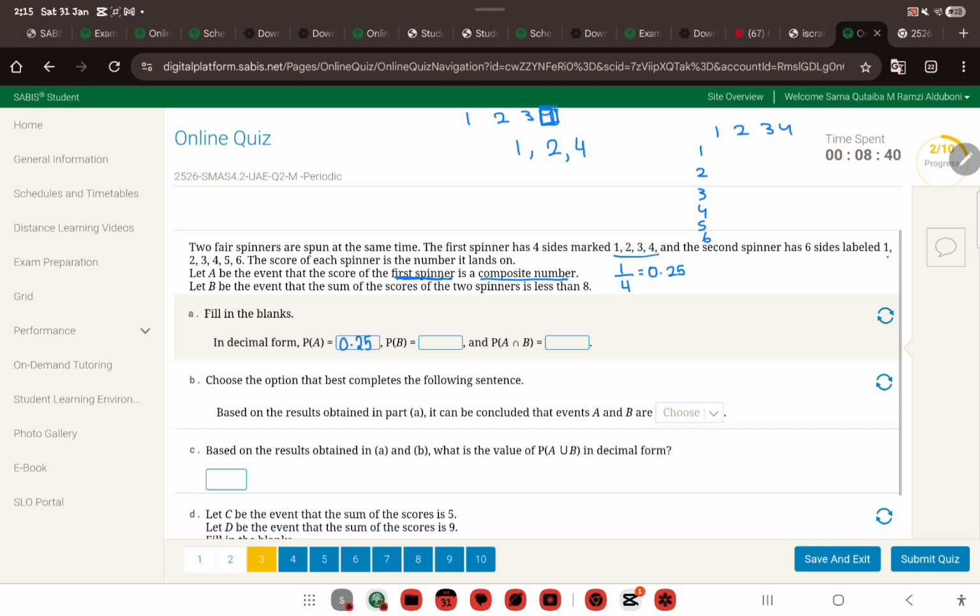The probability of B. Let B be the event that the sum of the scores of the 2 spinners, so we need to consider both of them, is less than 8. We can consider more than 8 and then find the complement to make it easier, because there are a lot of sums that are less than 8. So we get more than 8, and then do 1 minus the answer. So we do 5, 6, 7, 8, and then 6, 7, 8, then we can fill in these.